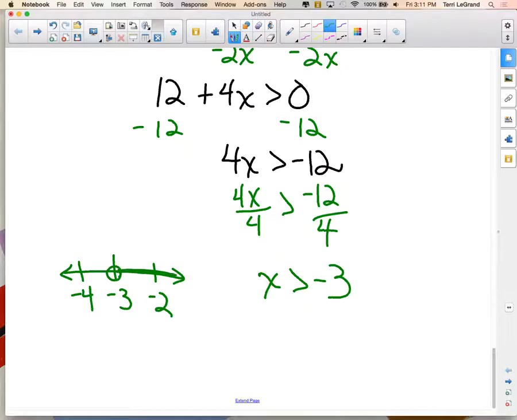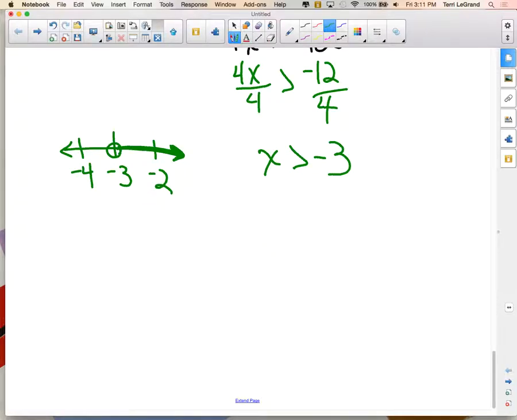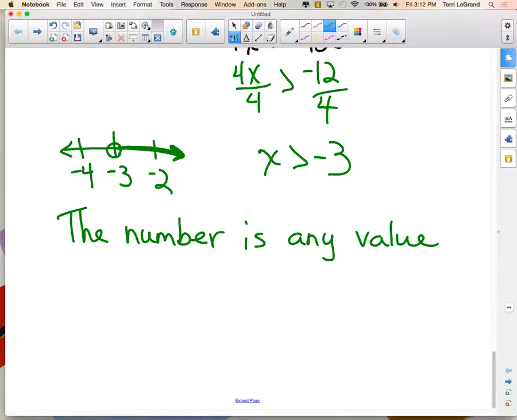So if I graph it, I can see all of the possible things my number can be. Right? So in this case, it's not just a number. The number is any value. What does this say or show? Greater than -3. So it isn't just one number, there's a whole bunch of them.